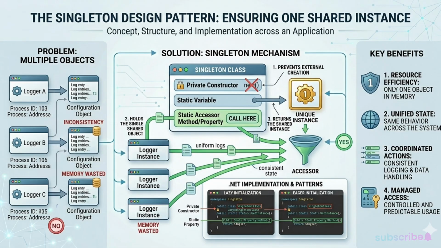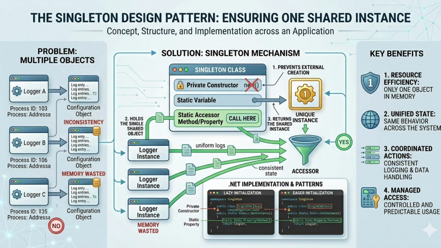For example, consider a logging system in a .NET application. If multiple logger objects are created, logs may become inconsistent or scattered. By using a singleton logger, all parts of the application write to the same instance, ensuring uniformity. The pattern works by combining three key elements: a private constructor to prevent external instantiation, a static variable to hold the single instance, and a public static accessor that returns that instance.